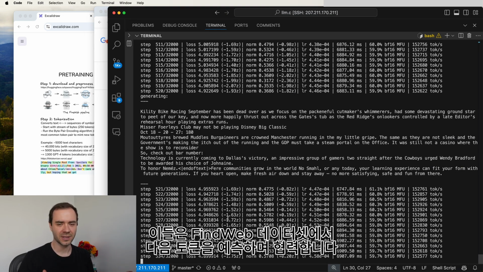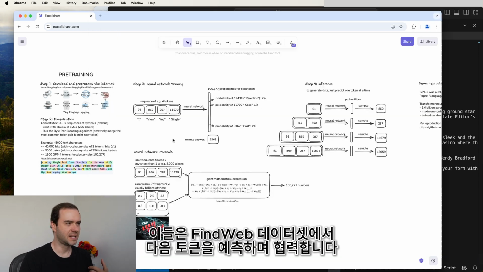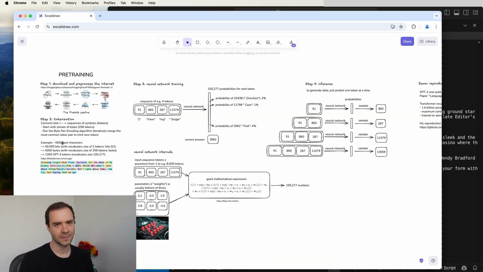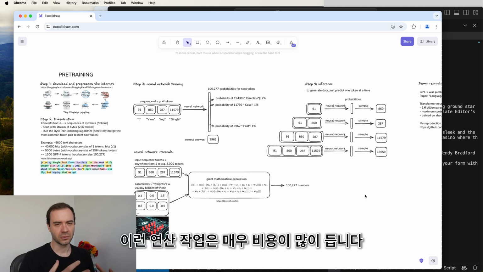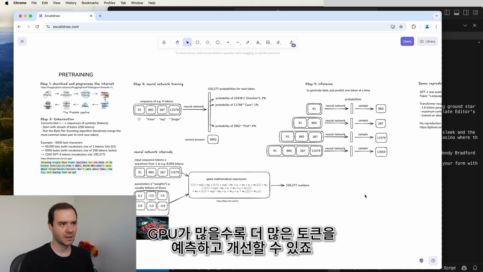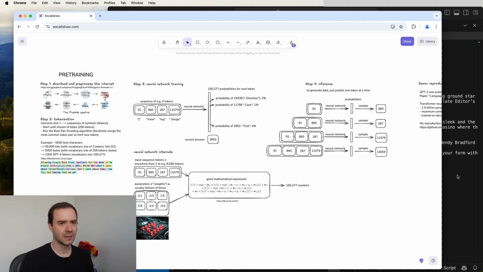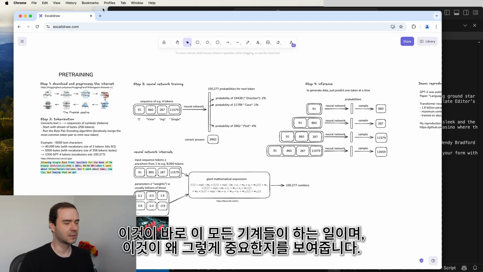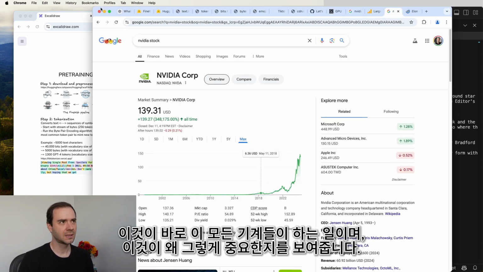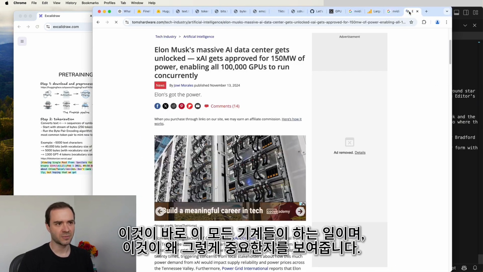And what are they all doing? They're all collaborating to predict the next token on a data set like the FineWeb data set. This is the computational workflow that is extremely expensive. The more GPUs you have, the more tokens you can try to predict and improve on, and you're going to process this data set faster, and you can iterate faster and get a bigger network and train a bigger network and so on. So this is what all those machines are doing. And this is why all of this is such a big deal.